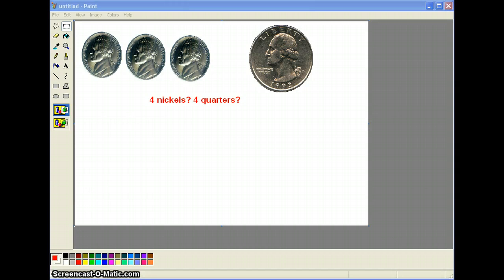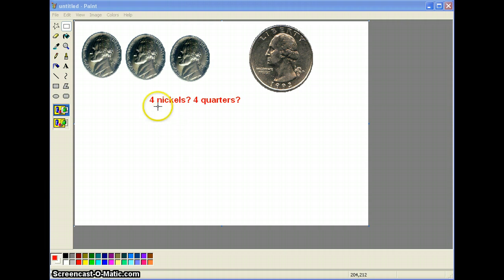All right, every time you're handling money, believe it or not, you're working with fractions. You're dealing with fractions. Money is fractions in disguise. Okay, here's an example. Let's say you have 3 nickels and a quarter.